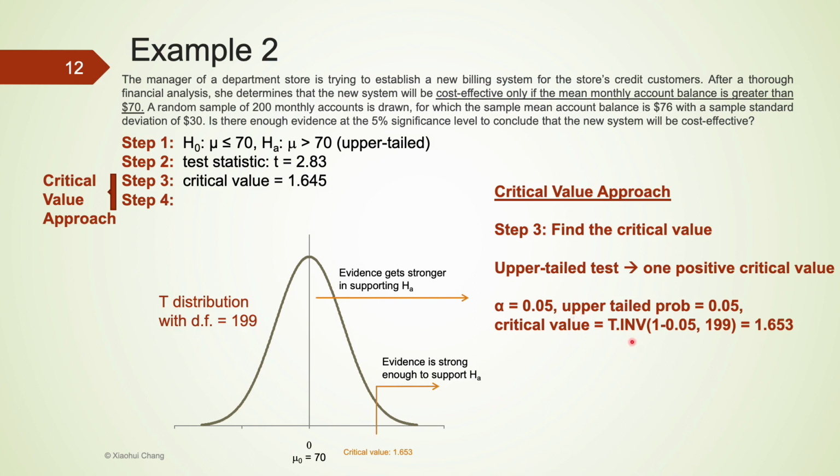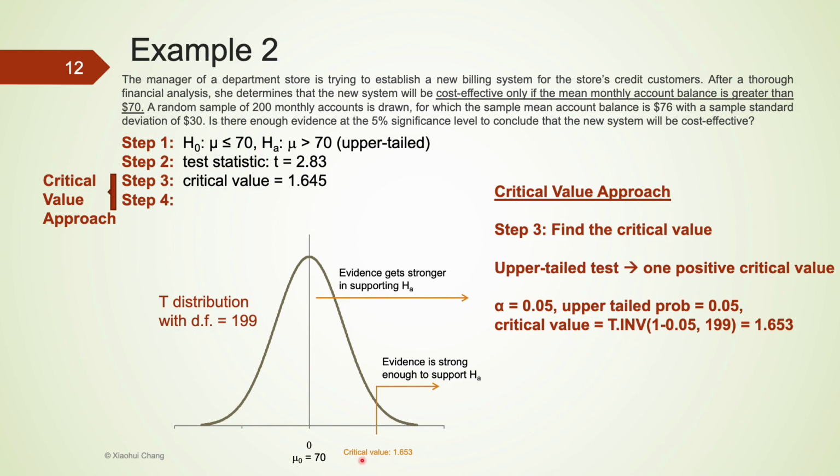The t.inv function takes two arguments. The first argument is the area to the left. We know the area to the right is 5%, so the area to the left is 95%, or 0.95. The second argument is the degrees of freedom, that is 199. Using the t.inv function, we find the critical value is 1.653.